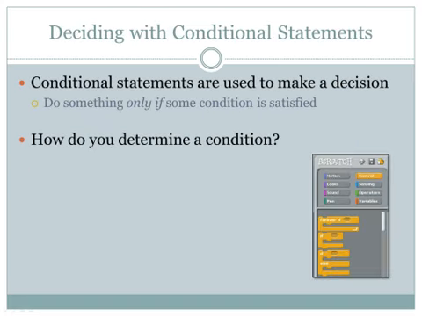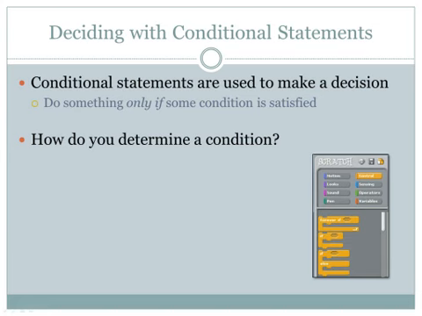Conditional statements are pretty powerful tools that we use in our computer programs. Conditional statements are essentially things that you use to make a decision. In other words, you do something only if some condition is satisfied. If you see the screenshot here, notice we're showing three different kinds of controls that use conditional statements. Some of these may look a little familiar to you.